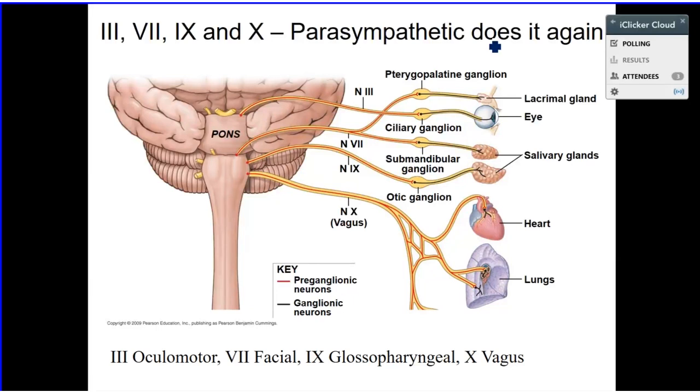Glosso means tongue. What is pharyngeal? Do you remember this term from lab? It means your throat. Okay, your glossopharyngeal. This nerve has lots of different functions, but the function it has to do with the parasympathetic is, what do we do when we eat? What do we need to produce in our mouth? So it also helps different saliva glands, so salivary glands. So a lot of these nerves are going to overlap in function.